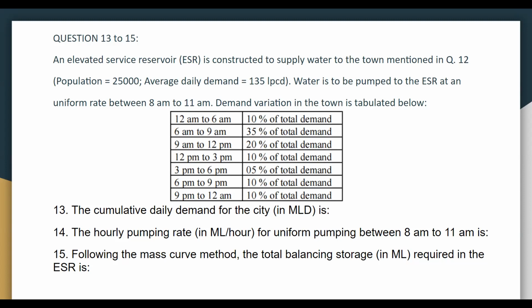Hi Kiran, Sangamitra, are you doing or do you want me to go on with the solution? Okay, so let's see the solution.